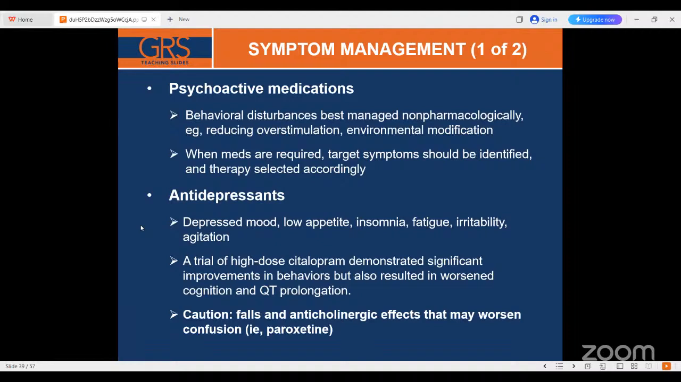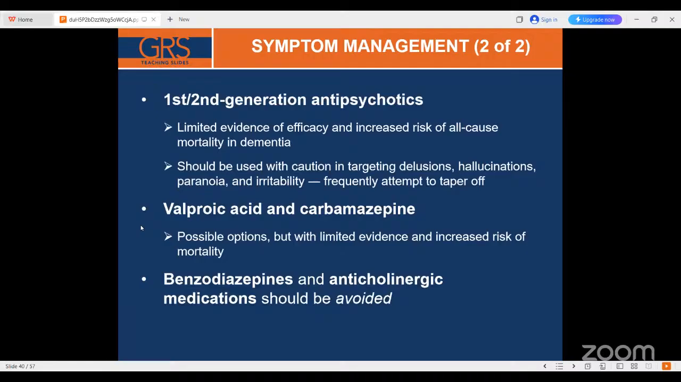It's used for patients who have depressed mood, low appetite, insomnia, fatigue, irritability, and agitation. A trial of high-dose citalopram demonstrated a significant improvement in behavior, but also resulted in worsening cognition and QT prolongation. Caution should be used in patients who are at risk of falls, because it has an anticholinergic effect and may worsen confusion. Then we have first and second generation antipsychotics.